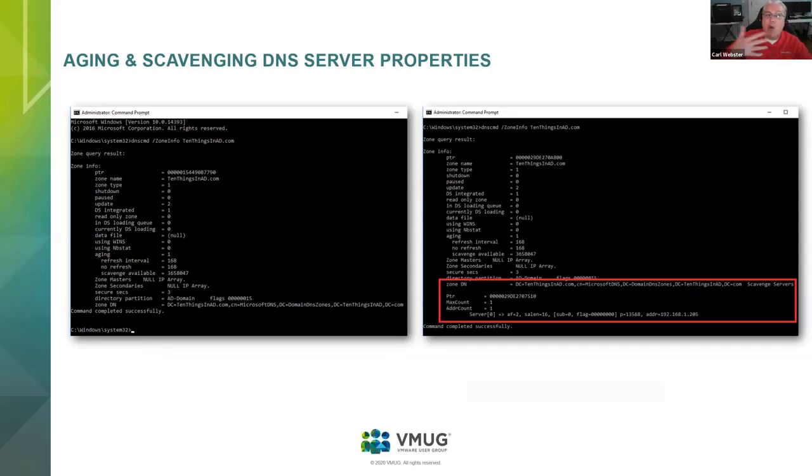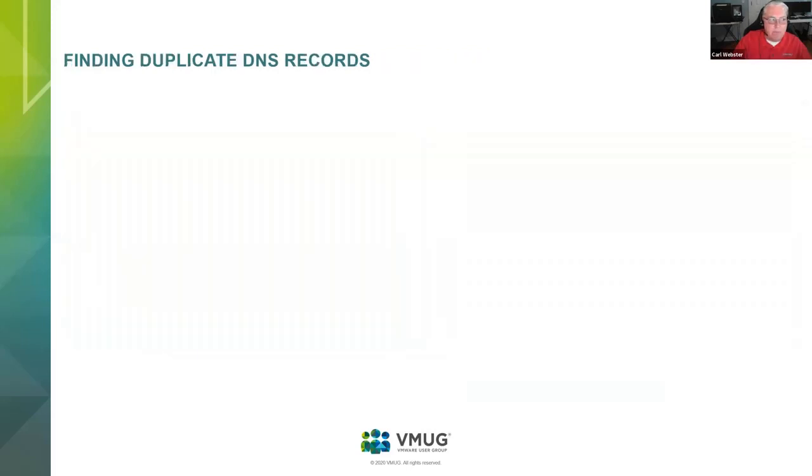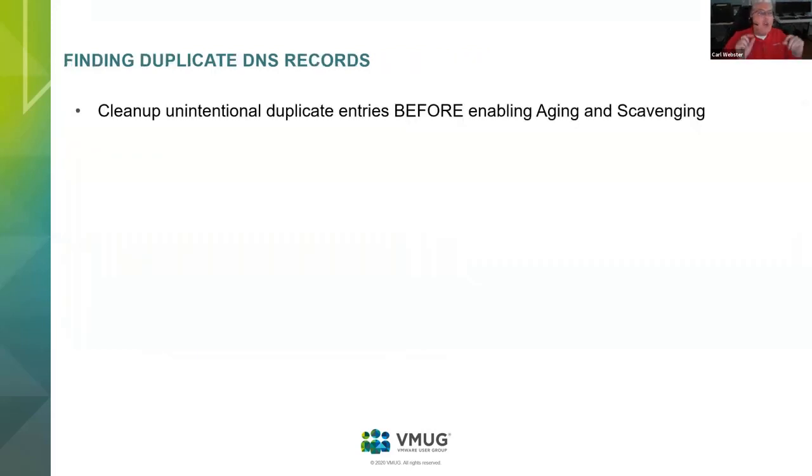All right, so now that we've gone through, we talked about duplicate DNS records. We've talked about how to configure aging and scavenging. So now how do we find duplicate DNS records? You don't have to, but I recommend that you manually clean up unintentional duplicate entries before you enable aging and scavenging. I just recommend you do that because it allows you to see what's in your DNS.